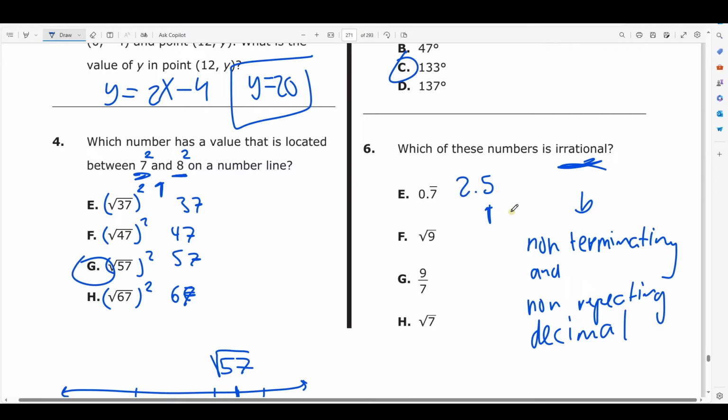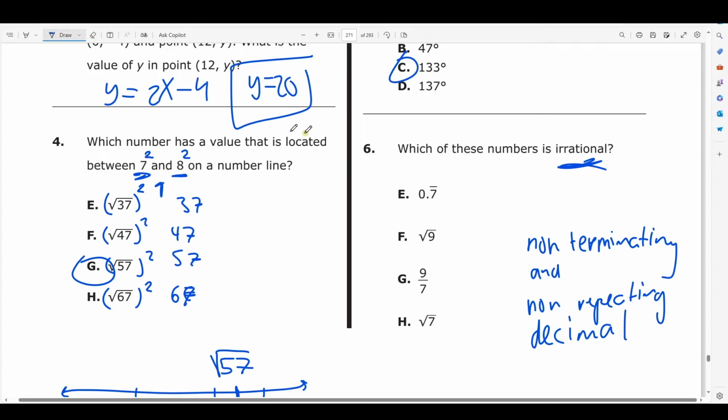Non-terminating means it goes on forever, right? 2.5 ends right here, so it is terminating. But if I had the number 2.5555555 going on forever, that would be non-terminating. And in addition to being non-terminating, it also has to be non-repeating. So actually, 2.55555 infinitely is rational because it repeats. The 5 just repeats forever and ever. So because it is repeating, it is rational. But an irrational number has a non-repeating decimal.